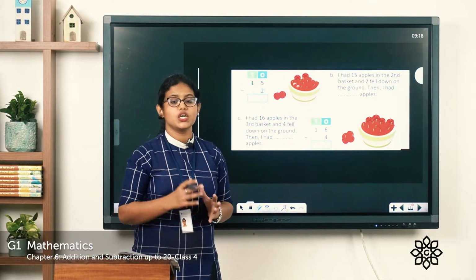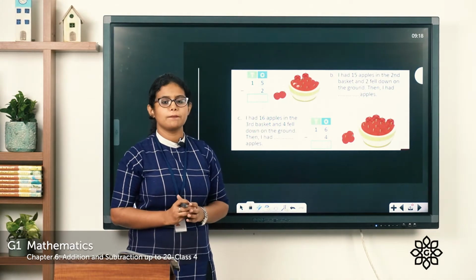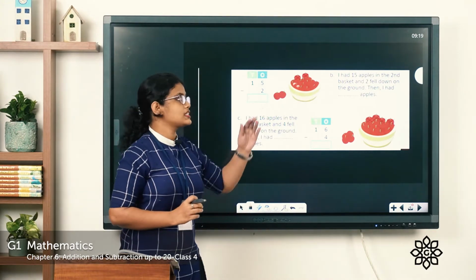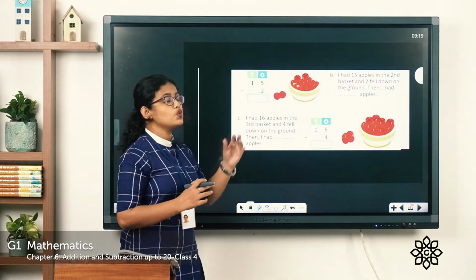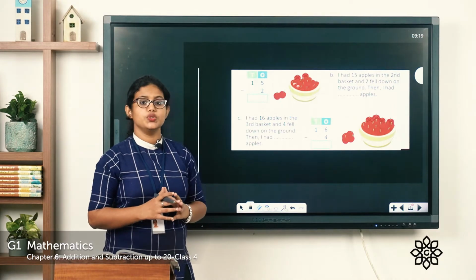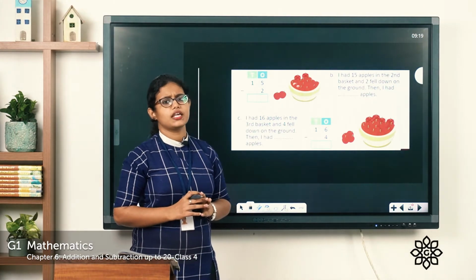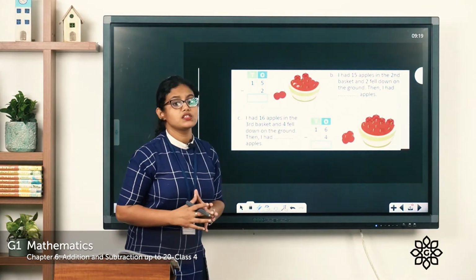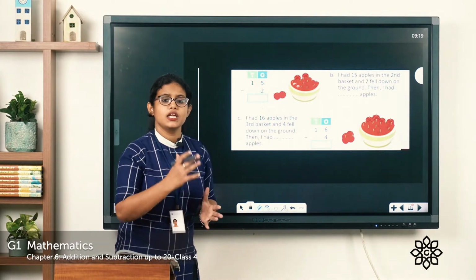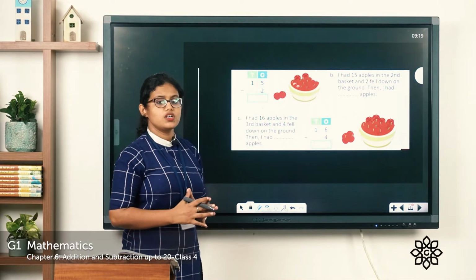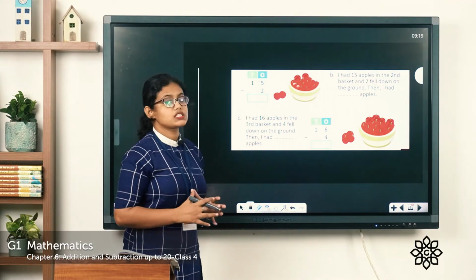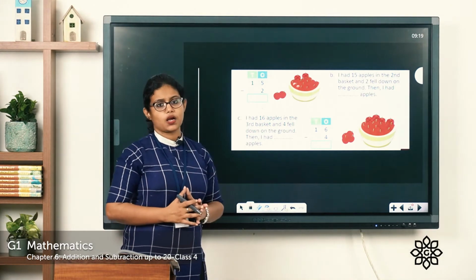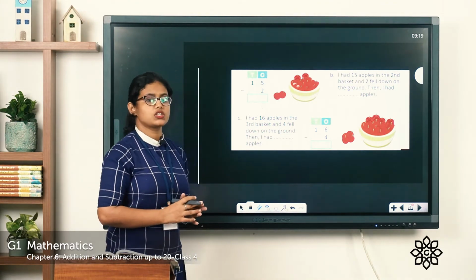So what do you need to find? You need to find how many apples are remaining in the basket. So there were 15 apples, and from the 15 apples, 2 fell down to the ground. So you need to find how many apples are there in the basket. So 15 minus 2. You need to take away 2 from 15. So first we need to subtract the numbers at 1's place. So what is 5 minus 2? You can move 2 steps backward. 4, 3.